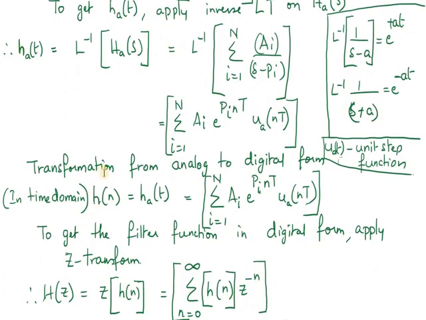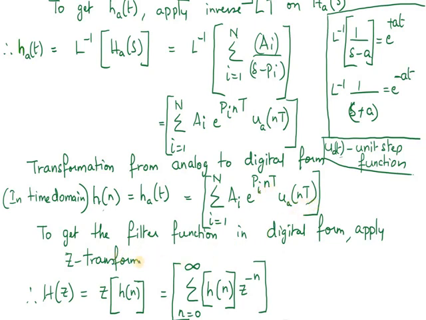In the next step, we need to transform the filter function from analog to the digital form. This is the equation in the time domain. We write this as h(n), and we just equate it to ha(t). So this is also equal to summation i equal to 1 to N, Ai e raised to Pi nT into ua(nT).